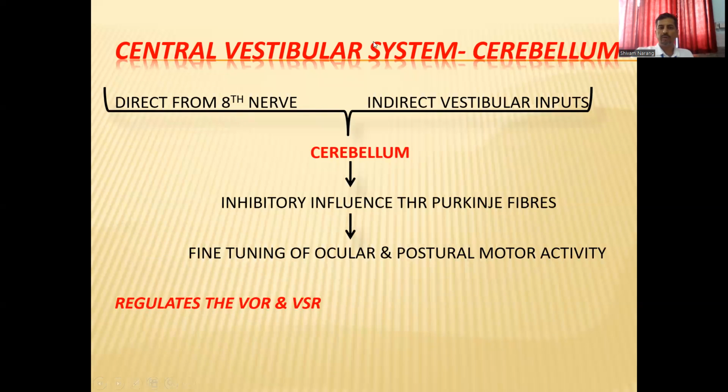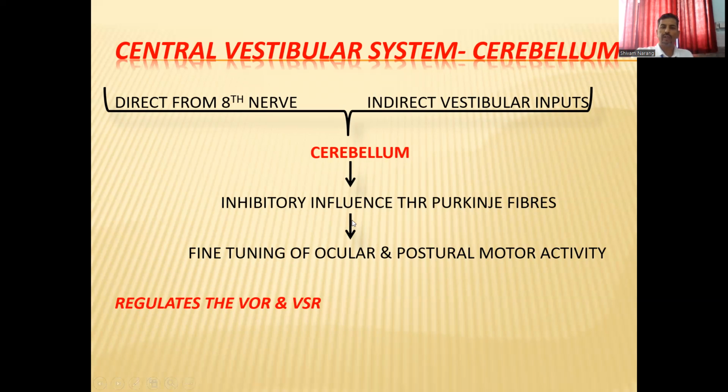The central vestibular system continues, and a major important part is the cerebellum. It gets innervation directly from the eighth nerve and indirect vestibular inputs also. The cerebellum is responsible for the inhibitory influence of the Purkinje fibers, and that causes the fine tuning of the ocular and postural motor activity. So whenever there are vestibular signals, there will be some ocular movements, there will be some motor activity of the lower limbs or back or the neck, but the cerebellum works for the fine tuning of these motor responses.